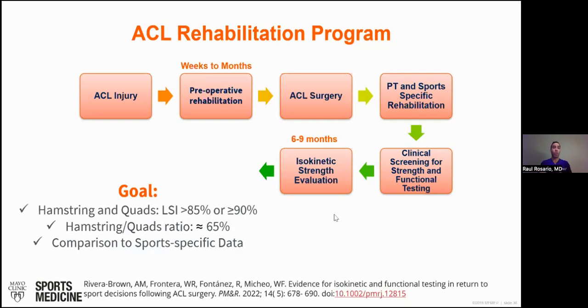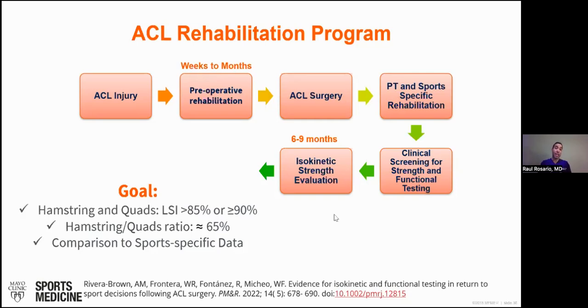If the patient has a 20% deficit, they need to get back to the gym, physical therapy, and continue with the strengthening program to try to get it to less than 10%. Closer to 0 is perfect, but closer to 10 is kind of the goal that we want to achieve. And also we want to achieve that kind of 65% ratio in strength between the hamstring and quads.